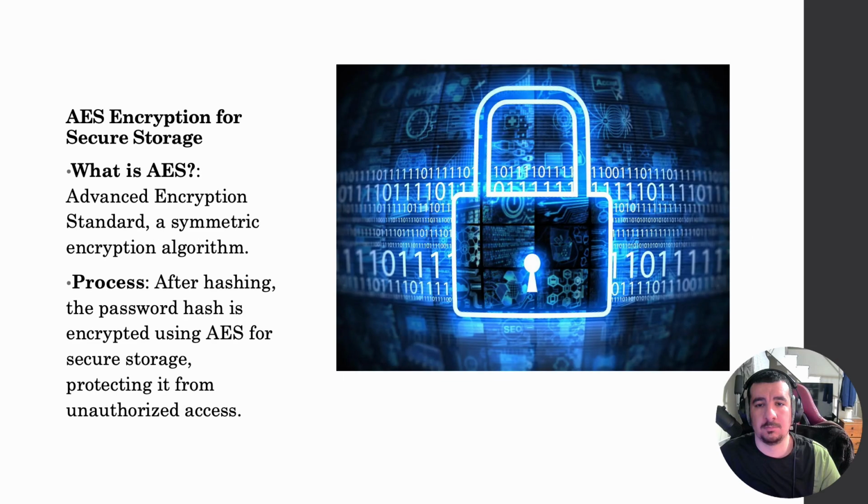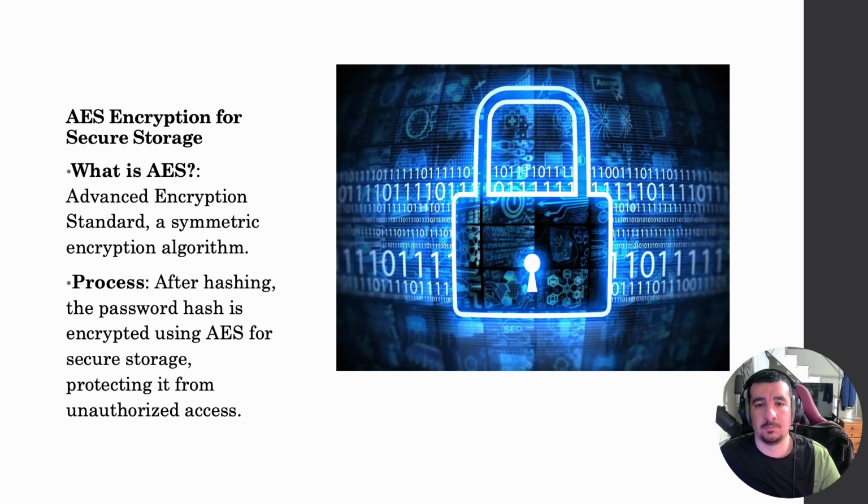Now that the password is hashed using SHA-256, we secure it even further using AES encryption. AES stands for Advanced Encryption Standard. It's a widely trusted algorithm that takes data, in this case the hashed password, and encrypts it into unreadable ciphertext using a secret key. What makes AES powerful is that it's both fast and secure, and it's used in everything from online banking to cloud storage.